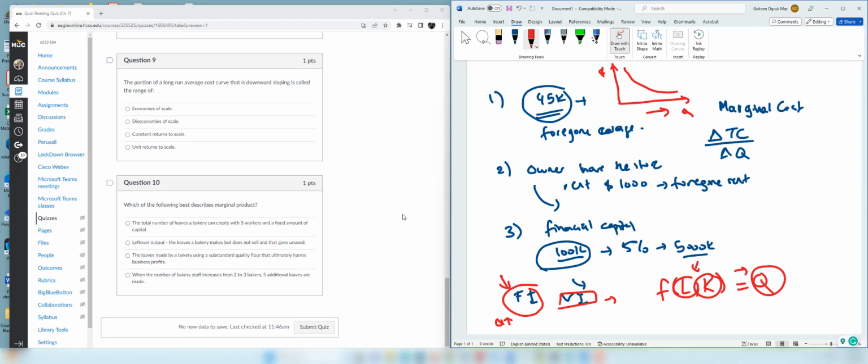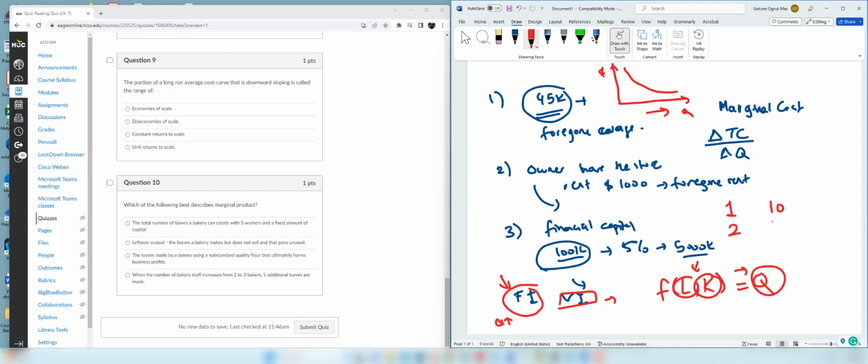Question 10. Which of the following best describes marginal product? Marginal product refers to the additional output that an additional unit of input produces. So for instance, if you hire the first labor, total product is 10.